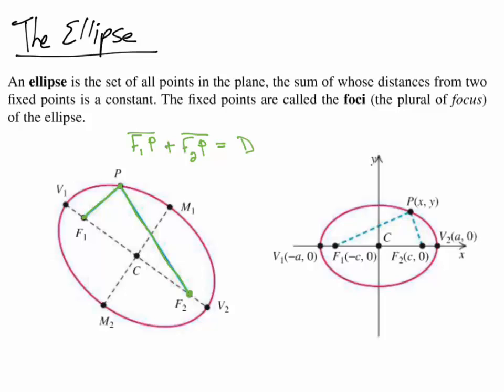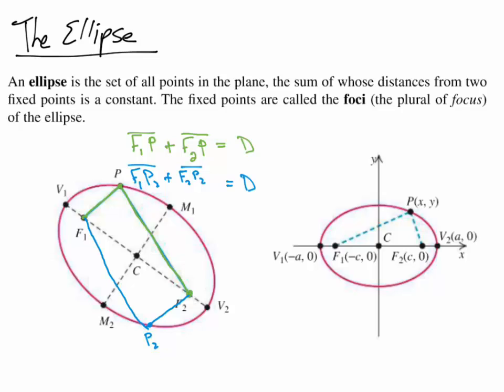Now let's pick a second point, let's call it P2. The distance between this point and each of the foci, the sum of those distances, is also equal to D. So the distance F1 to P2 plus the distance F2 to P2, if I add those distances together, that is also equal to D.